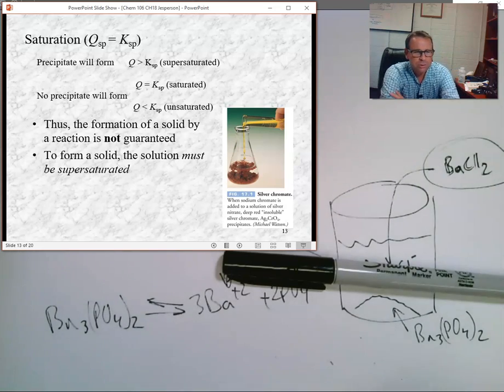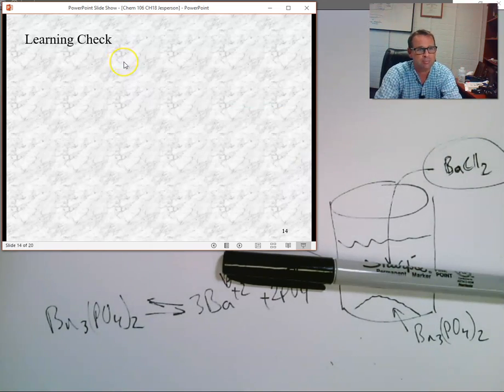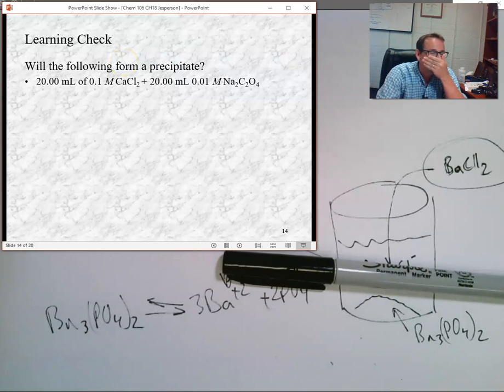Now we can also do a couple other tricks that I want to introduce you to. We can look at the saturation, the current Q, and compare it to the K, and find out whether the equilibrium is going to shift, if there's going to be a change towards the products or towards the reactant side. So, 20 milliliters of 0.1 molar calcium chloride plus 20 milliliters of 0.01 molar sodium oxalate.